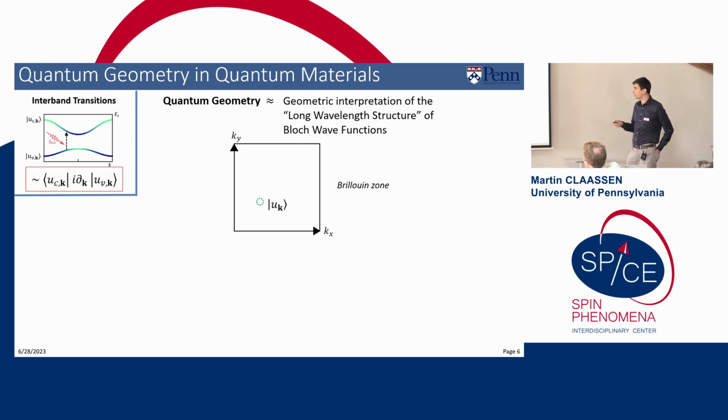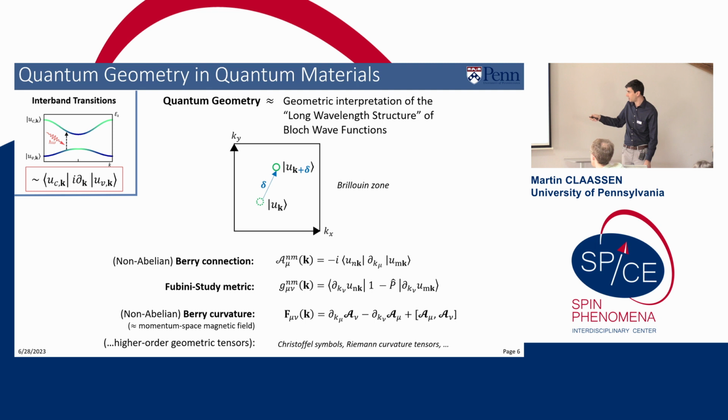Namely, quantum geometry can be thought of as really a geometric interpretation of the long wavelength structure of Bloch wave functions. So if I have a Bloch state and I adiabatically transport it to a small momentum point shift in the Brillouin zone, I can think about the overlap matrix element between two Bloch states in momentum space in terms of adiabatic transport via a Berry connection, which governs the change of the phase of the Bloch wave function. And you've all known and loved this from the context of Chern insulators and topological invariants, but also a Fubini-Study metric, which characterizes the norm change of the overlap with non-abelian generalizations, and more recently also higher order geometric tensors under discussion.